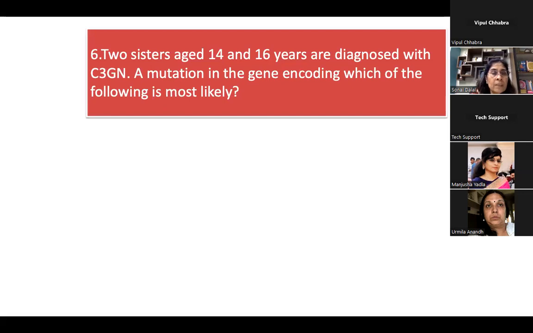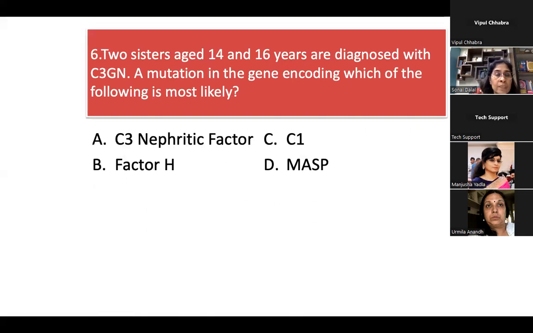Question number 6. Two sisters aged 14 and 16 years were diagnosed with C3GN. A mutation in the gene encoding which of the following is most likely? Option A, C3 nephritic factor. Option B, factor H. Option C, C1. And option D, MASP. Your time starts now.